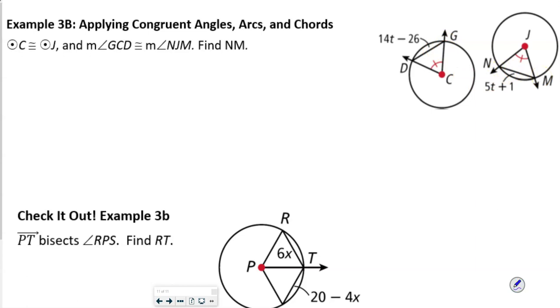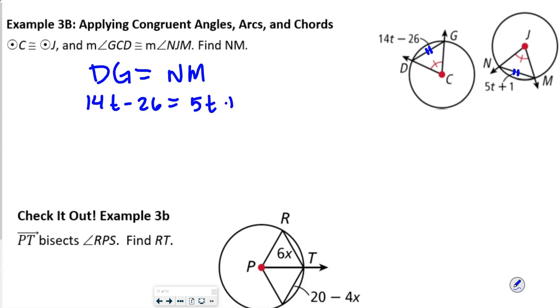So I'm going to go ahead and mark this. This is obviously got to be congruent with this, right? Because if the angles are congruent, then the arcs are congruent, okay? So we're going to say that DG is equal to NM, or MN. Doesn't matter which way this time, okay? So that means we're going to put this formula, 14t minus 26, and that's going to be equal to our 5t plus 1, okay?